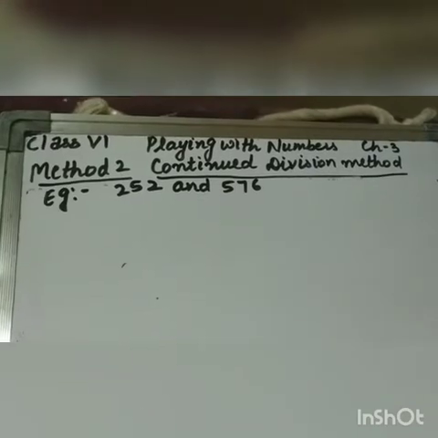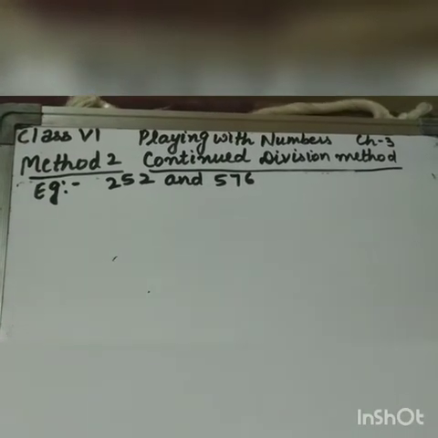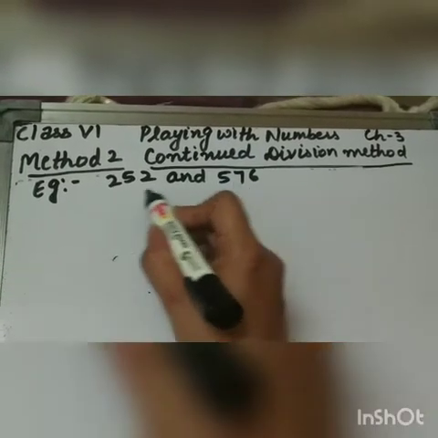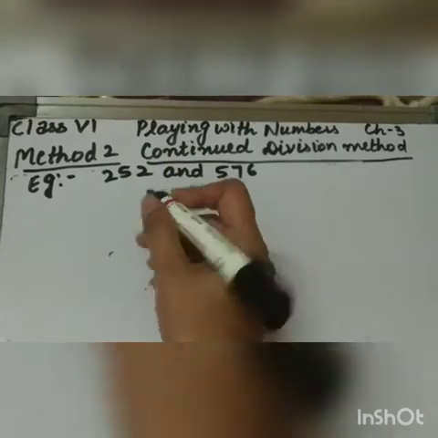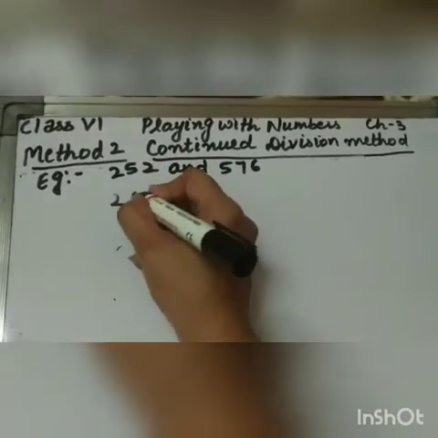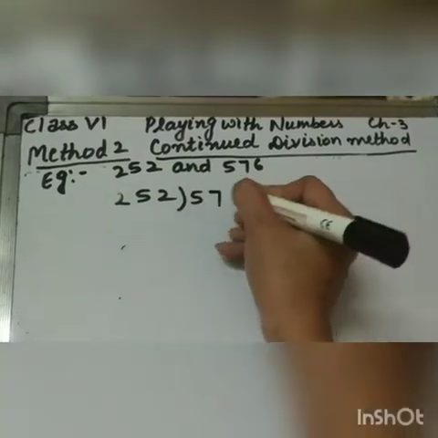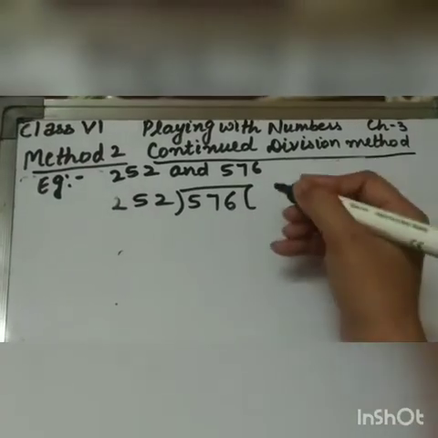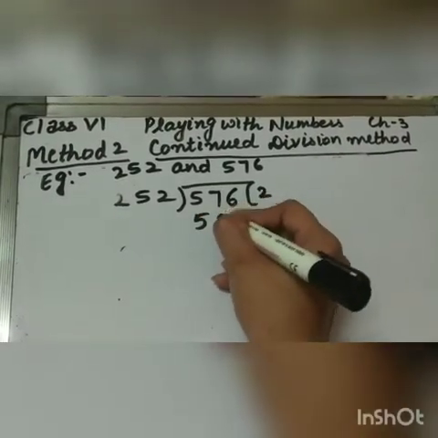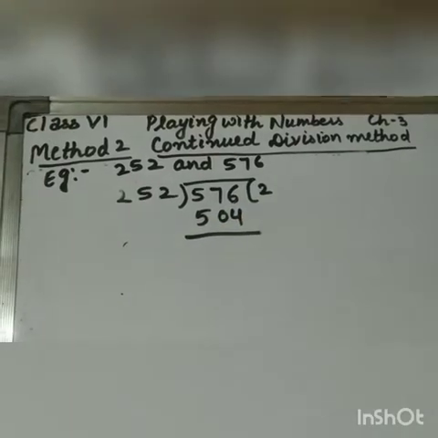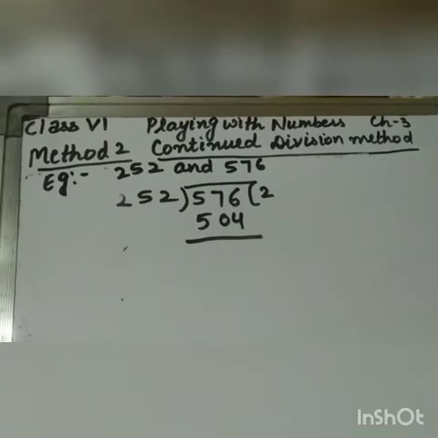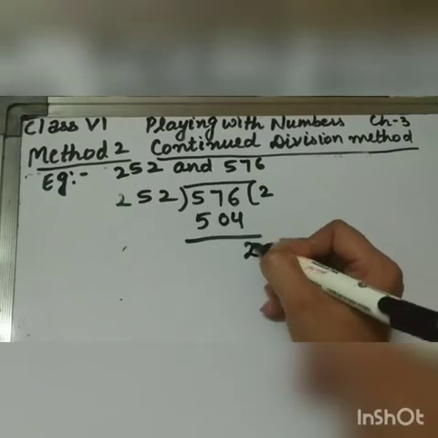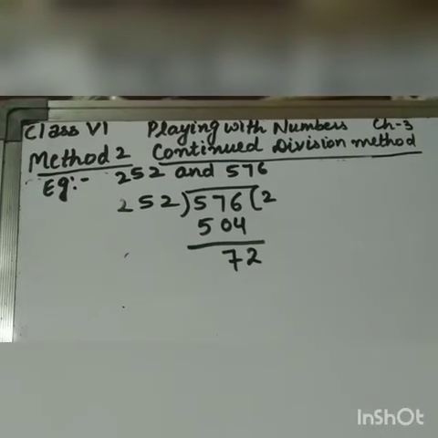What we do is divide the greater of the two numbers by the smaller one and get a remainder. Here the greater number is 576, so I'll divide 576 by the smaller number, that is 252, to get a remainder. Okay, so let's start. I'll divide 576 by 252, and 252 twos are 504. So the first step is to divide the greater of the two numbers by the smaller one and get a remainder. So the remainder is 72.